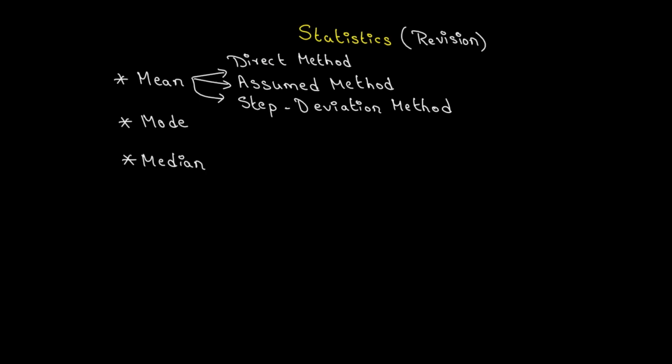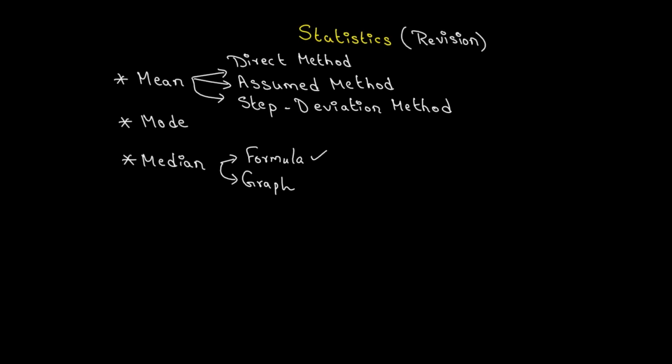So the second one is mode, only one method is there, even median also. Earlier two methods are there, one is using formula and the other is using graph. But nowadays graph method is deleted. So now we need not learn about that graph. So only formula related median, if you know, that is enough. So how to proceed with this mean direct method, assumed mean method, step deviation method, mode and median formula. Let us see with examples.